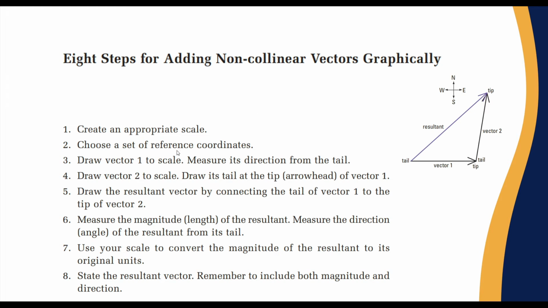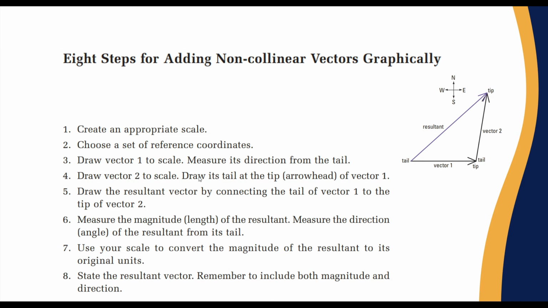Then you choose a set of reference coordinates. So you can say this is the origin, this is the y-axis, this is the x-axis. That's where I will start to draw my vectors. Then you draw vector 1 to scale, as we did here. Then you measure its direction from the tail. If it is going east, then you can draw a straight line with a magnitude of, let's say, 5 centimeters, and so on. If it's going west, or at an angle, north, northeast, all of that will be done based on the problem.